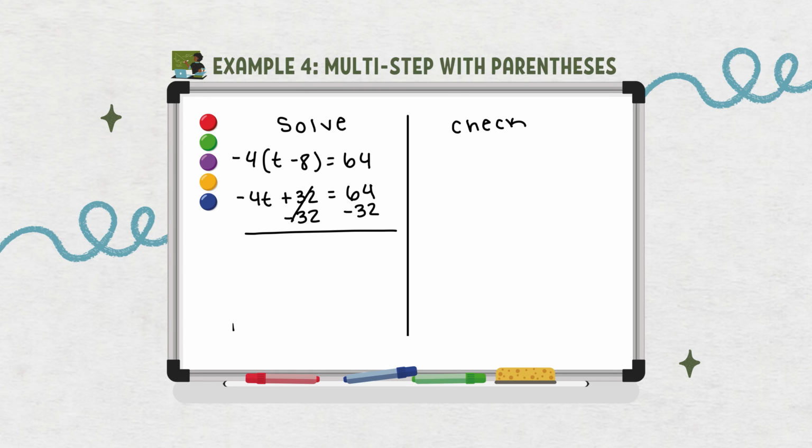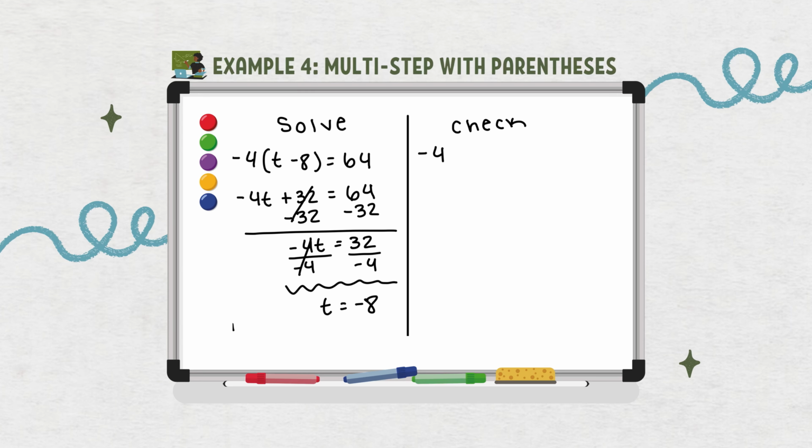32 minus 32 cancels out. That leaves us with negative 4t on the left-hand side, and 64 minus 32 is 32. Now we need to divide negative 4 from both sides because it was multiplied to the t, and we want t to be alone. Negative 4 divided by negative 4 is 1, so we just cancel it out, and t equals negative 8, because a positive 32 divided by a negative 4 is going to be a negative 8.